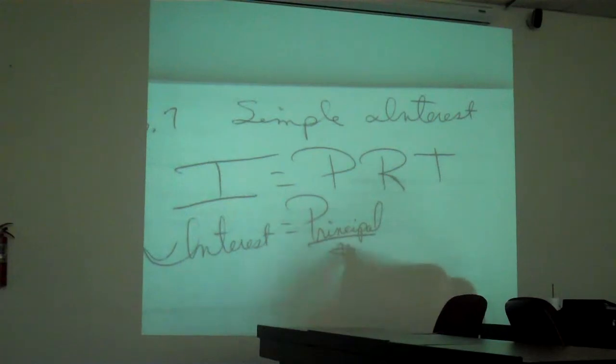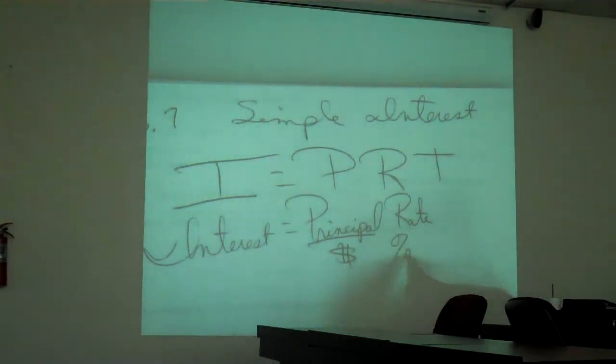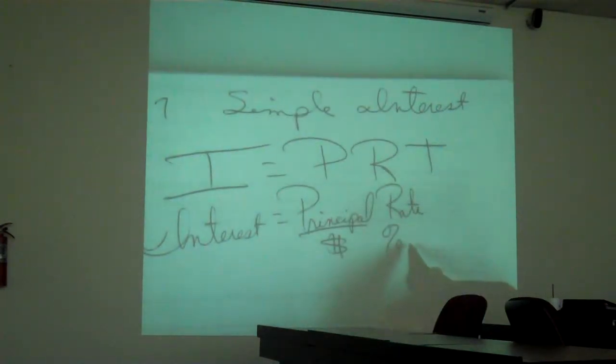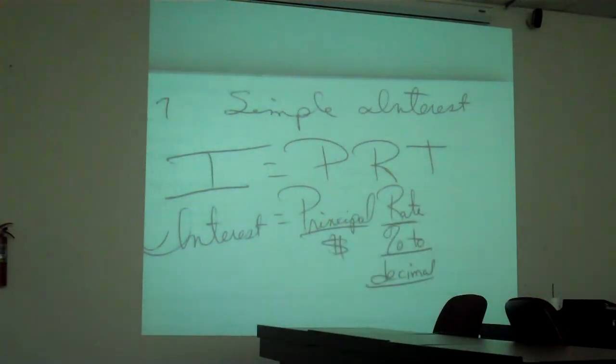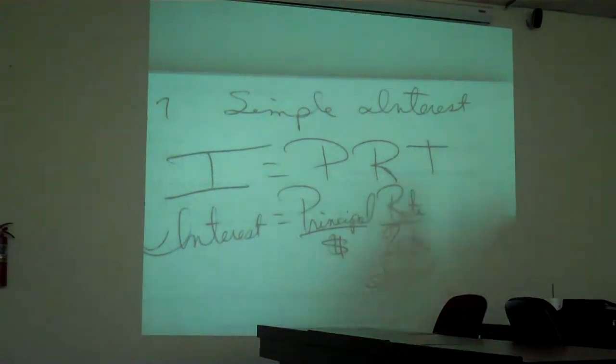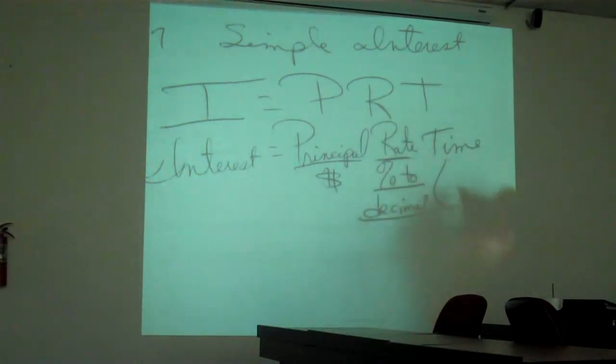This is the dollar amount. R is rate. This is your percent of interest, like if you're getting 5% on your savings account. This percent here, you have to turn it to a decimal, okay? When you use a rate in this formula, you always have to change it to a decimal. Then the T part is time. The time will be in years.